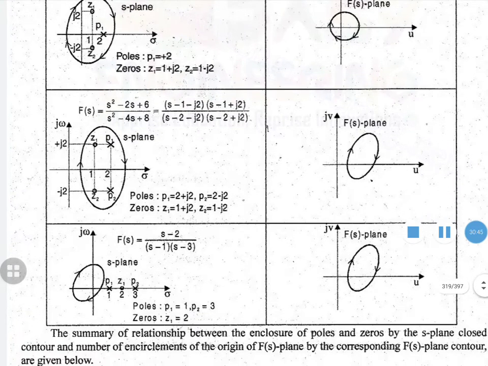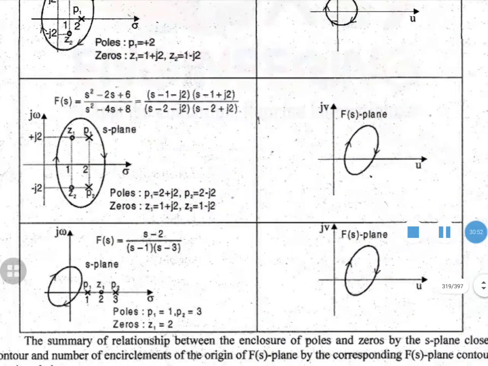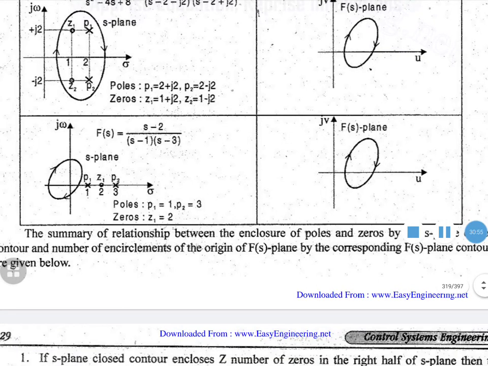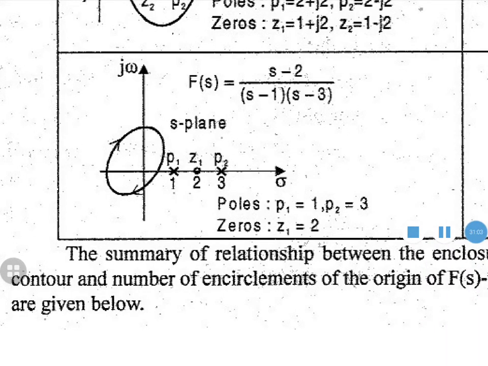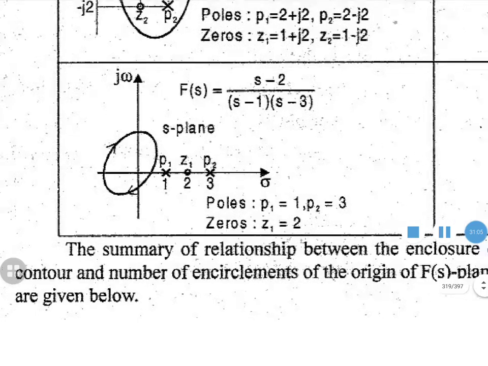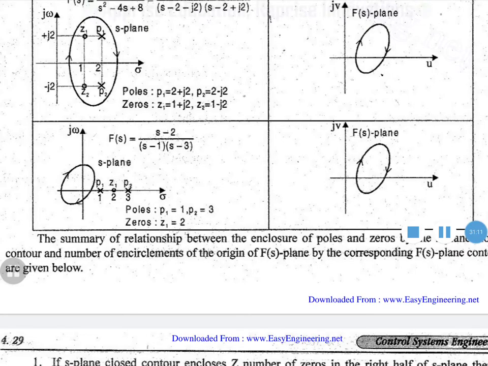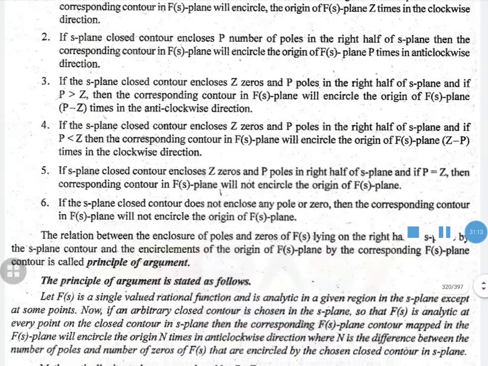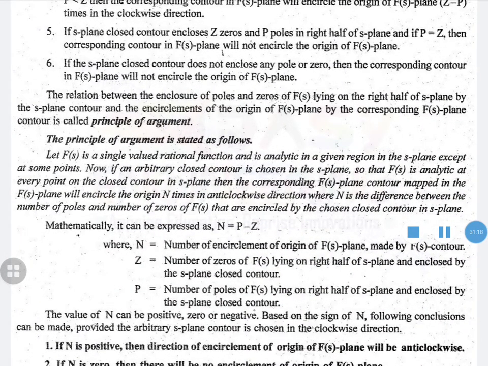Okay, if the number of poles and the number of zeros are the same, as you can see here, there is no encirclement of the origin. And if the contour does not enclose them, the poles and zeros are lying outside the contour, in that case also you can see there is no encirclement. So this is what they have given here. This relationship between the F(s) plane and the s plane is known as the principle of argument.